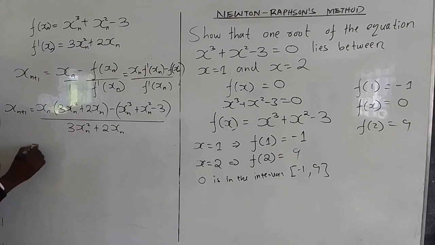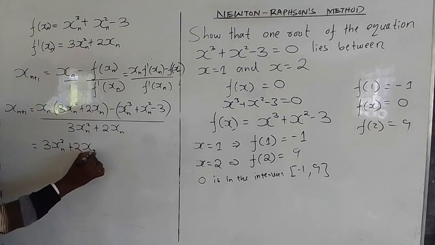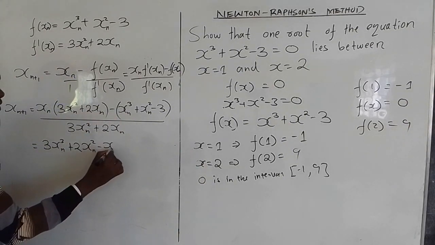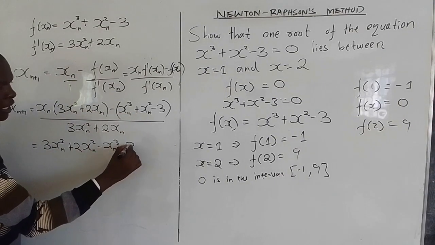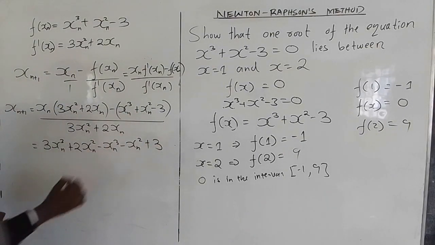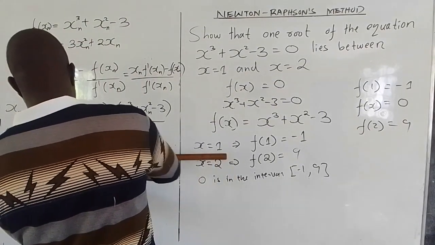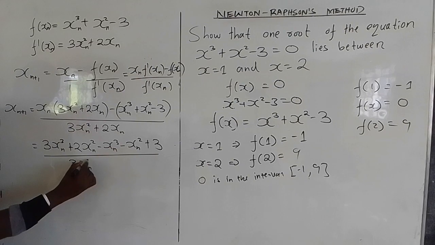So open the bracket, you have xn times 3xn squared, you get 3xn cubed, isn't it? Then we have your plus there, plus 2xn times xn, xn squared. Are we together? Open this other bracket, negative of everything inside the bracket, isn't it? I have negative times xn cubed, you get negative xn cubed, isn't it? Yes. I have negative into positive, negative xn squared, isn't it? You move negative into negative, positive 3. You are done with that, with the numerator. Go to the denominator, 3xn squared plus 2xn.